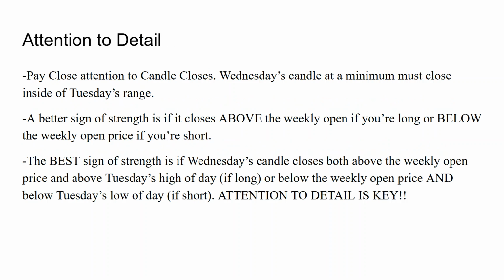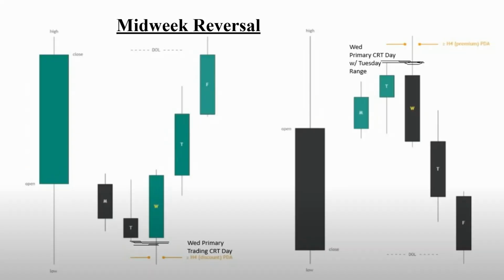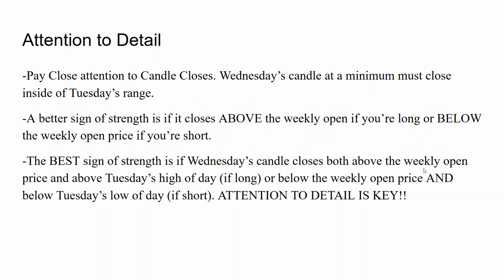So you have to pay close attention to the daily candle closes. Wednesday's candle, at a minimum, should close inside Tuesday's range, ideally. Now, there are two signs of strength in terms of the odds of price continuing in the direction, because remember, when we're looking at a reversal, we want to see price continue up once the reversal takes place, or continue down after the reversal takes place. So these are the main signals that you want to look for. If Wednesday's candle closes inside of Tuesday's range, that's the first one. That's good. It's not the best, but it's good. You have to have that.